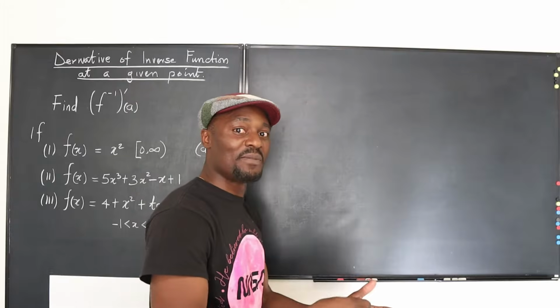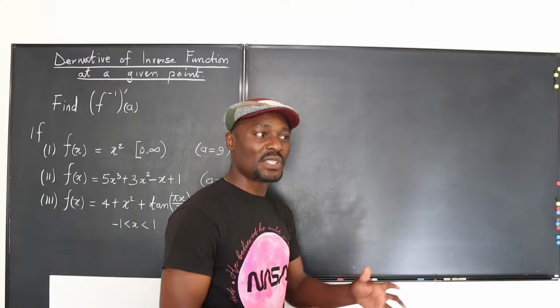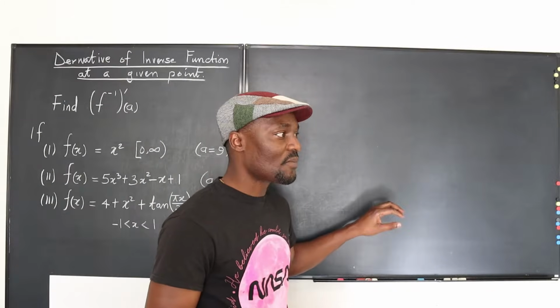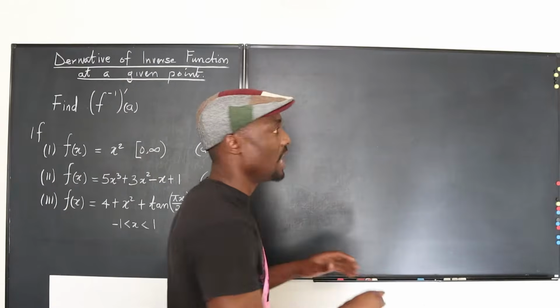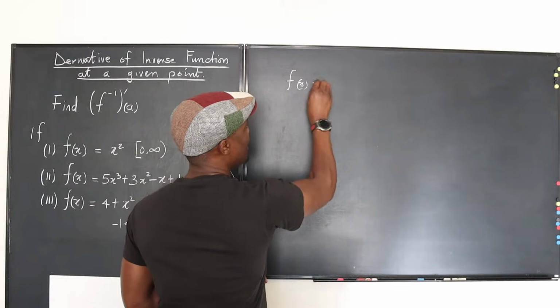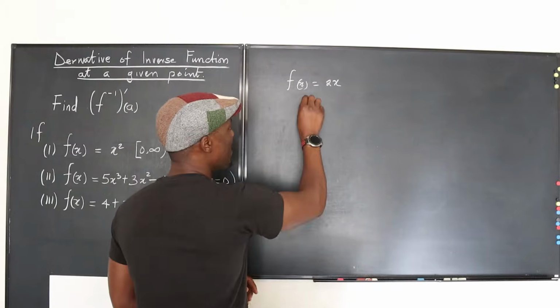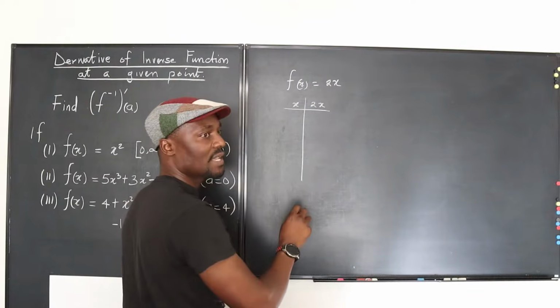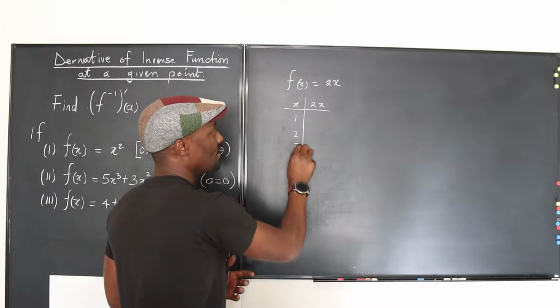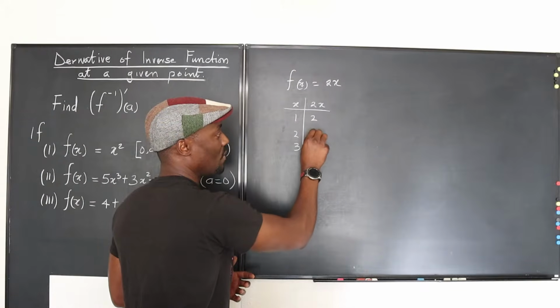Let me clarify something so you don't get stuck in your calculus work, thinking that the inverse is the same thing as a reciprocal. They're not. So let's say you have f of x equals 2x. If you make a table quickly, with x as the input and the output being 2x, that's the function. If you have 1, 2, 3, your output should be 2, 4, 6.